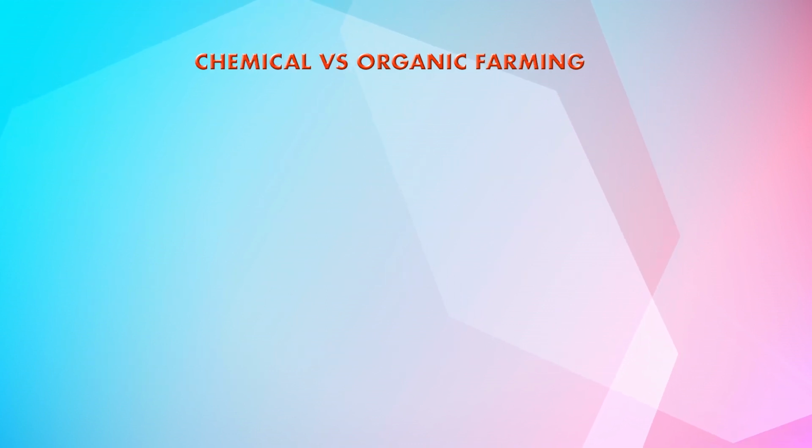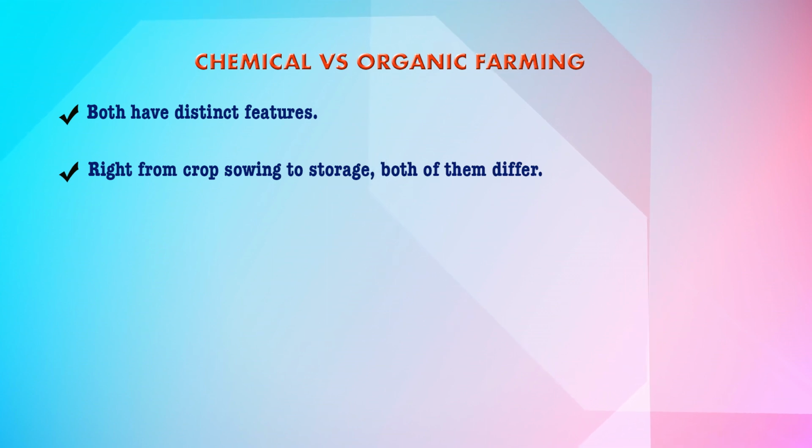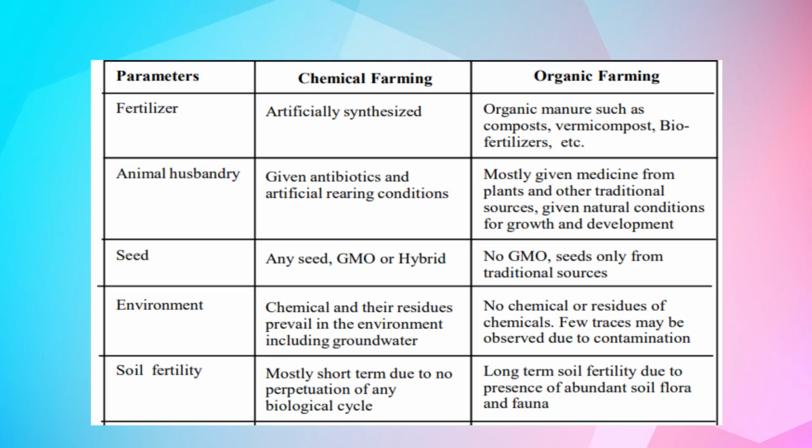Chemical versus organic farming. Both have distinct features, and right from the crop sowing to the storage, both of them differ. Now in this table you can see the parameters given on one side and the farming techniques given in the other two columns. For example, if fertilizer is a parameter, then in chemical farming this is artificially synthesized. In organic farming, organic manure such as compost, vermicompost or biofertilizers, azolla, etc. can be used.